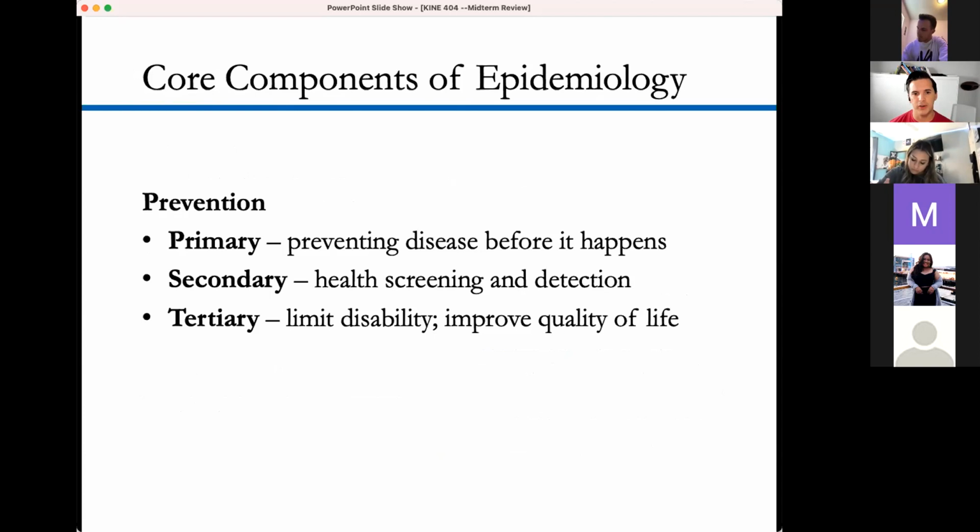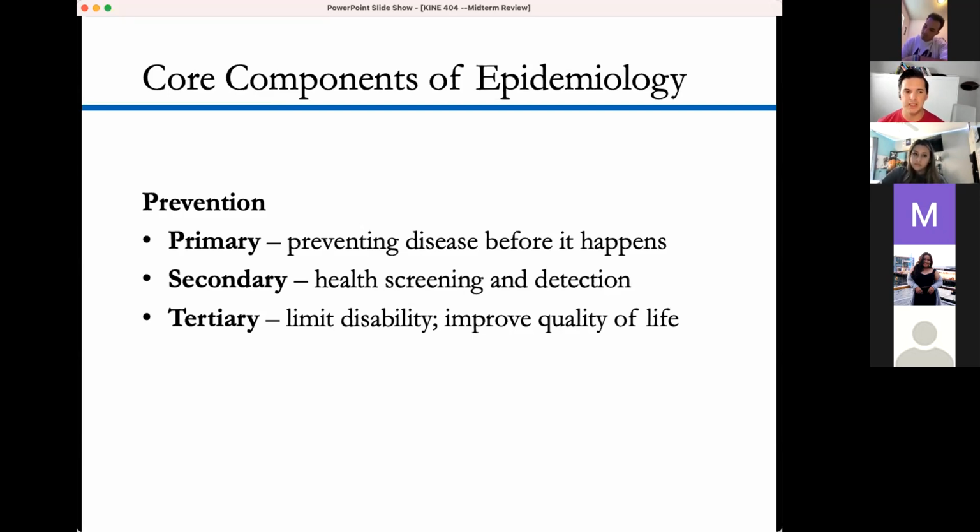So there's primary, secondary, and tertiary prevention. And this is part of public health. This is part of epidemiology. Ideally, the goal is primary prevention, where we prevent disease before it happens in the first place. That means that we are limiting exposure to the SARS-CoV-2 virus so that people are not getting infected with it.